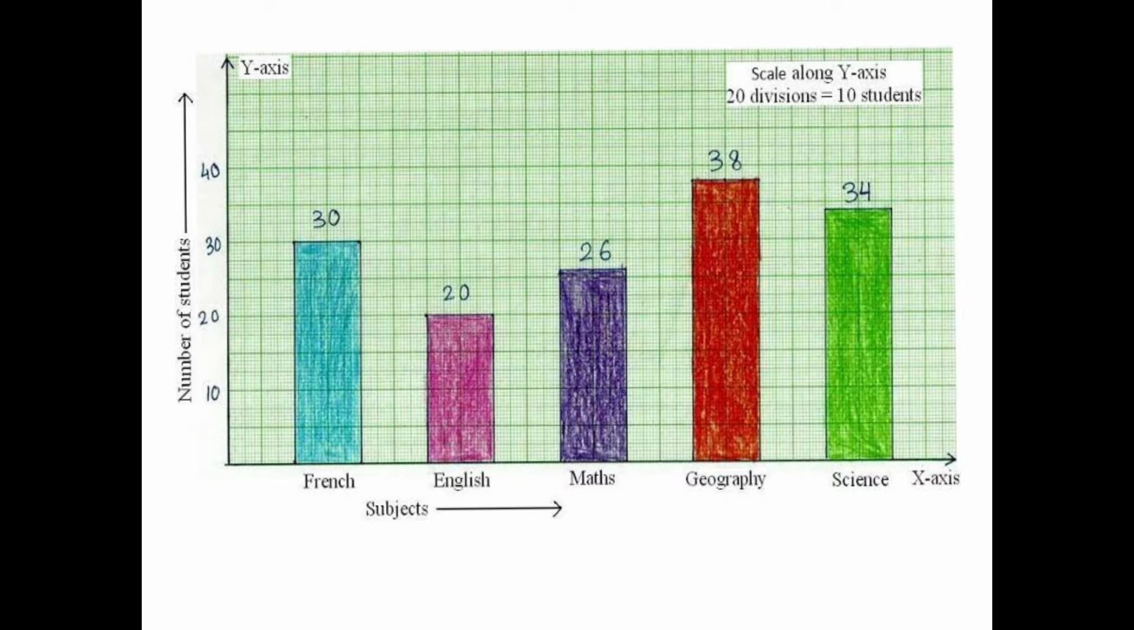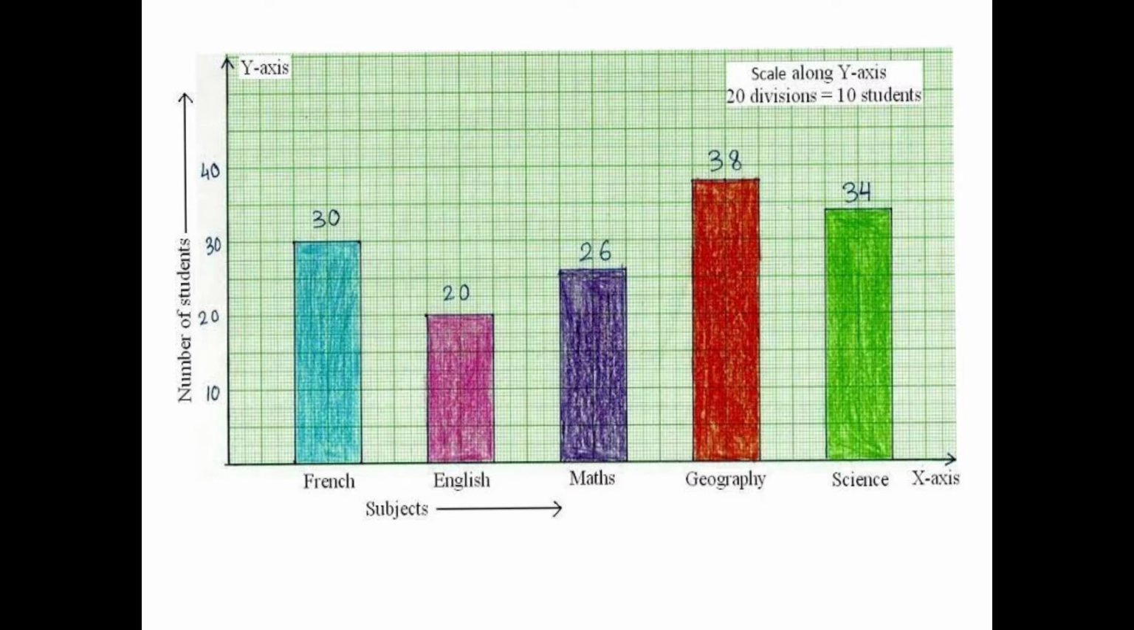Mark points at equal intervals along the x-axis, according to the question. Below these points, write the name of the data item whose value is to be plotted. So we write the name of the data, for example the subjects: French, English, Maths, Geography, Science, whatever.